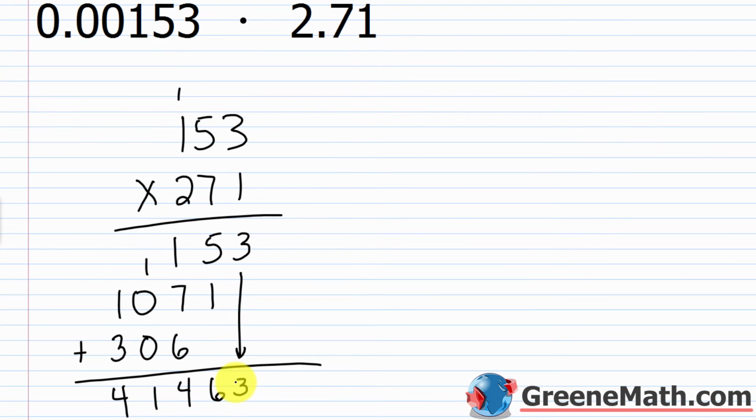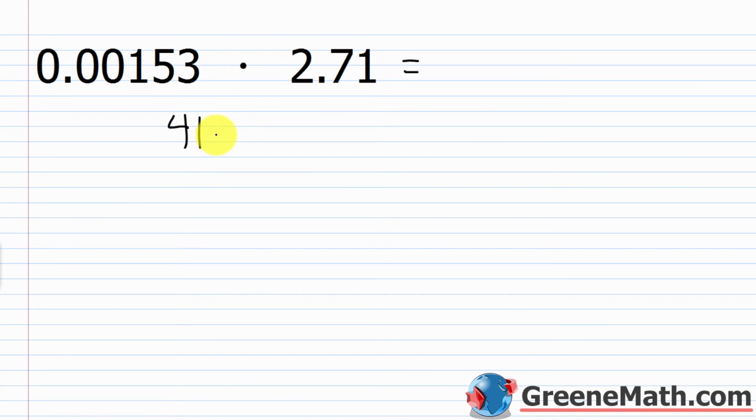We can just drag this up to the top here. And just to get a little room going, I'm just going to erase this. So again, it was 41,463. My next step is to figure out where I'm going to put the decimal point in this number. If I look between the two factors here, I need to count how many decimal places I have.